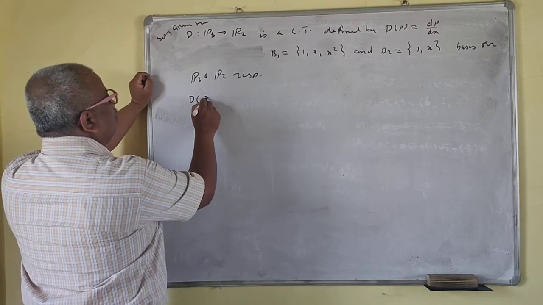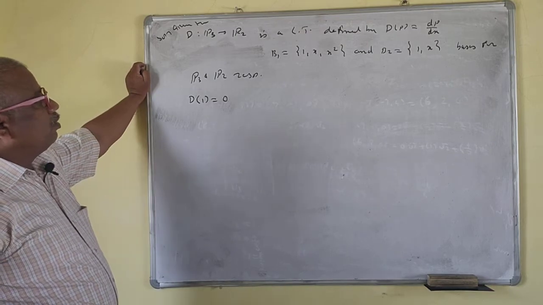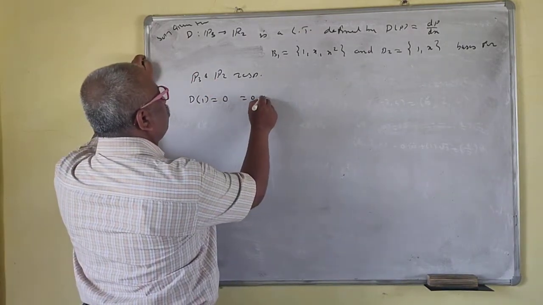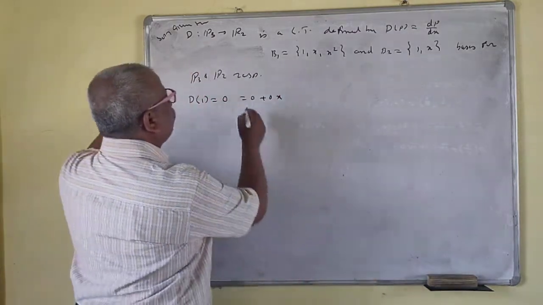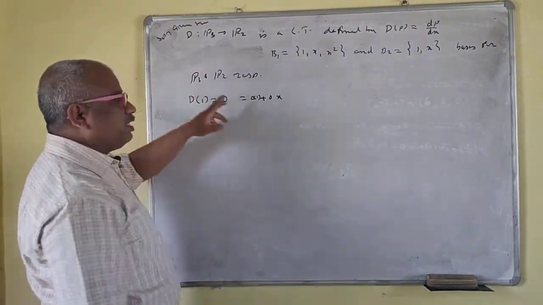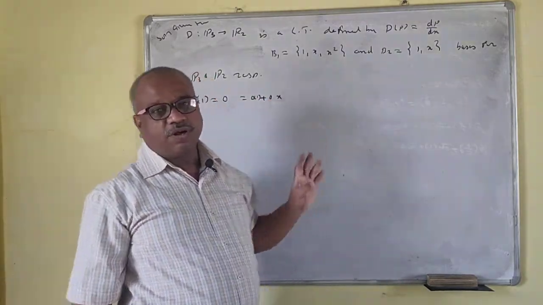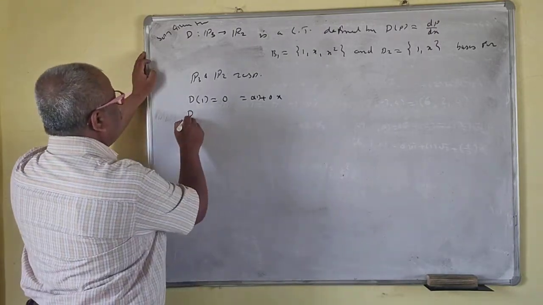Okay. So D of 1 is what? 0. These are the bases. Okay. So 0. I can express this as 0 plus 0x. I can express this in terms of this. Okay. 0 into 1. I can easily express the derivative as a linear combination of basis vectors of the codomain. Okay. That is it.